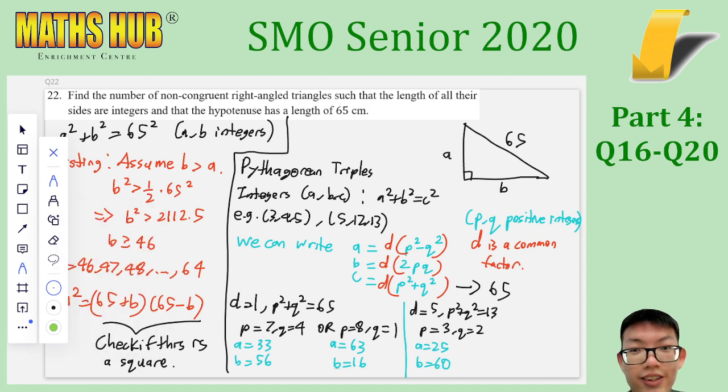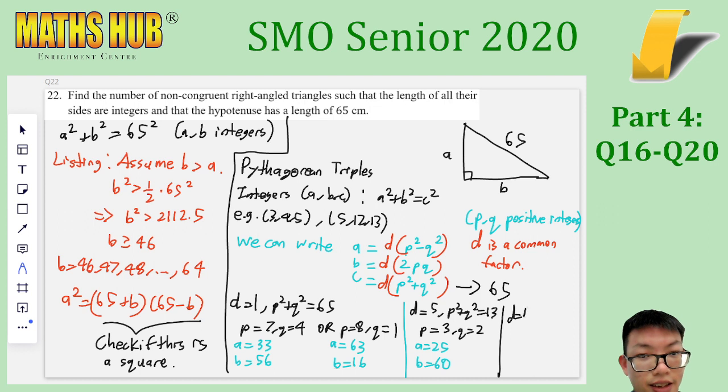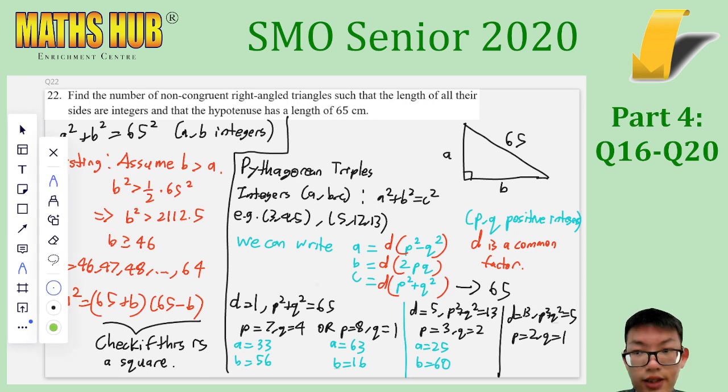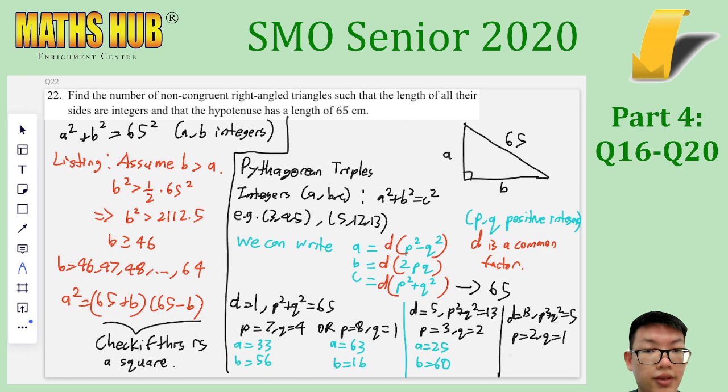Finally, and I'm fast running out of space, d can be 13 and p squared plus q squared equal to 5. So p would be 2, q would be 1, and this is actually a 3, 4, 5 triangle scaled up by 13. So a would be 39 and b 52. Obviously, d cannot be 65 itself because that would mean p is 1, q is 0, and I'm going to have a degenerate triangle. So this would be all the 4 possibilities, and that tells us that there are 4 possible triangles with hypotenuse 65.